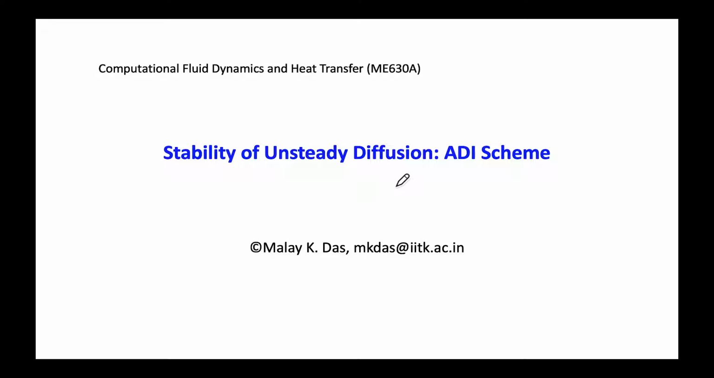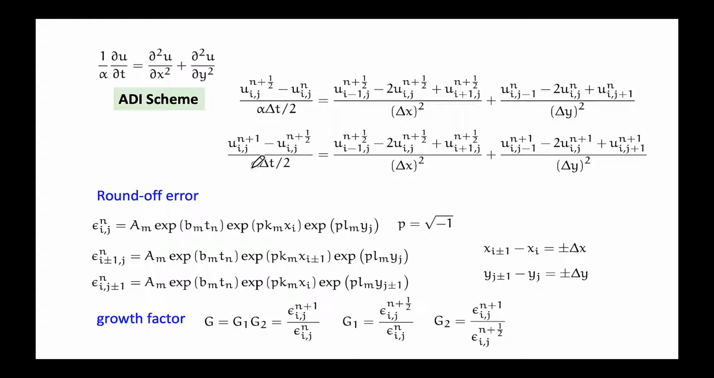Now that we have seen the stability of implicit, explicit and Crank-Nicolson, we are going to check the ADI scheme, and this is where we'll close our discussion on unsteady diffusion. In the ADI scheme, as you know, we have a two-step procedure. In the first step, we go from u_ij^n to u_ij^(n+1/2), and in the second step we go from u_ij^(n+1/2) to u^(n+1).